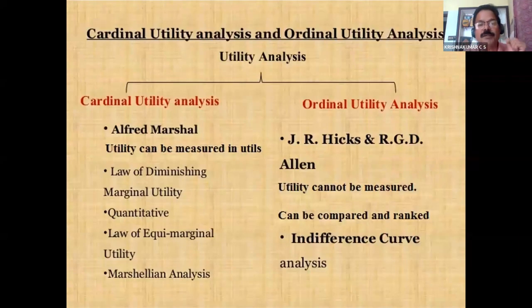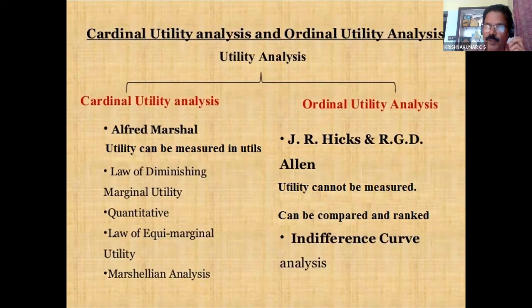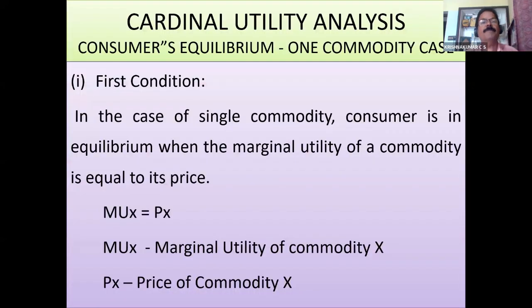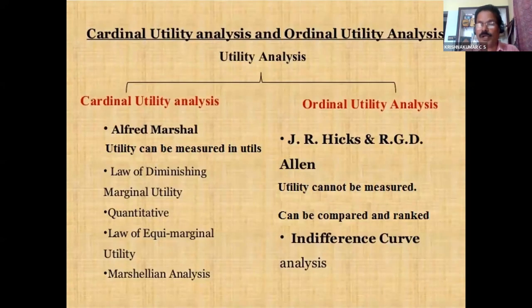Alfred Marshall is the person who put forward this cardinal utility analysis mainly, whereas ordinal utility analysis was propounded by Hicks and Allen, two main economists. We will be discussing both here. So let us now come to cardinal utility analysis. Here they explain utility in two different ways: one commodity case and two commodity case.